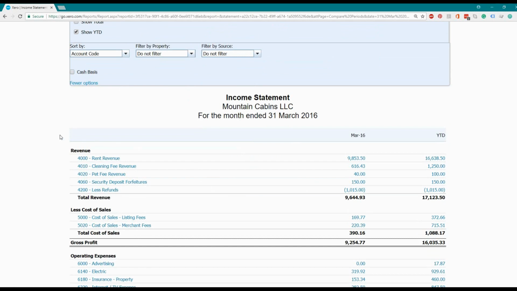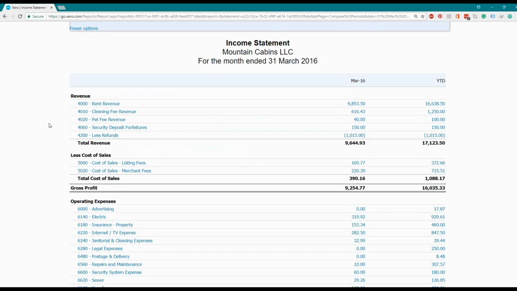And we'll take a look at the categories here first under the revenue section of the income statement. Remember, this is revenue that was earned, not necessarily received, during this time period, in this case from March 1st to March 31st, 2016. So our first category is rent revenue, and that would be the actual rent that your tenants paid for staying at your property, and these are for bookings that took place during the month of March.